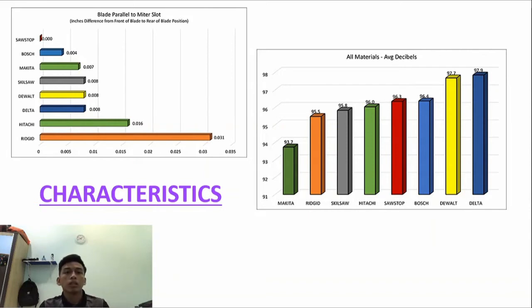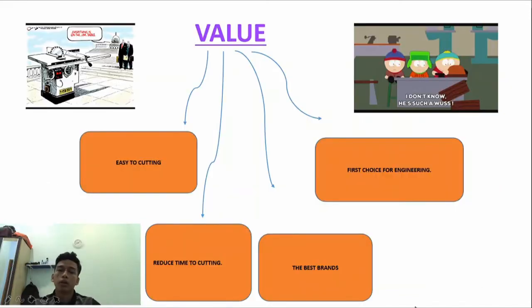Bamboo is easy to cut, to cut accurately. Reduce time to cutting, can cut faster than a hand saw and save time. The brands are Delta, Makita and Hitachi. Value. The first point is easy to cut, easy to cut accurately. The second point is reduce time to cutting, can cut faster than a hand saw and save time. The best brands are Delta, Makita and Hitachi. And the last point is purchase for engineering, because SawStop has a harmless sensor that can prevent accidents.